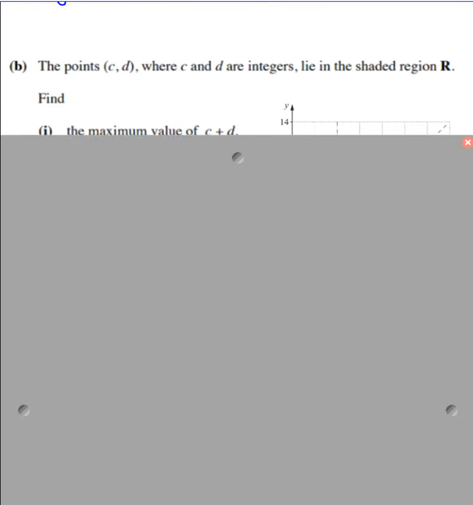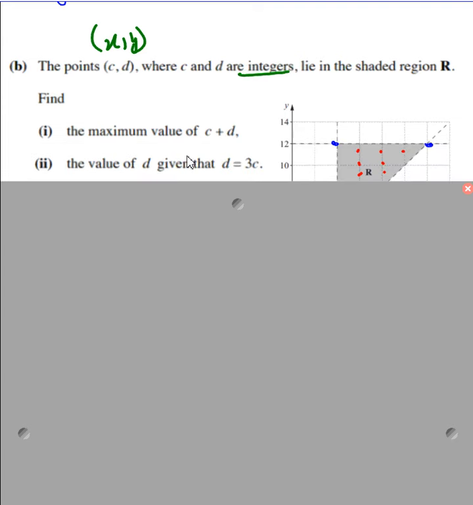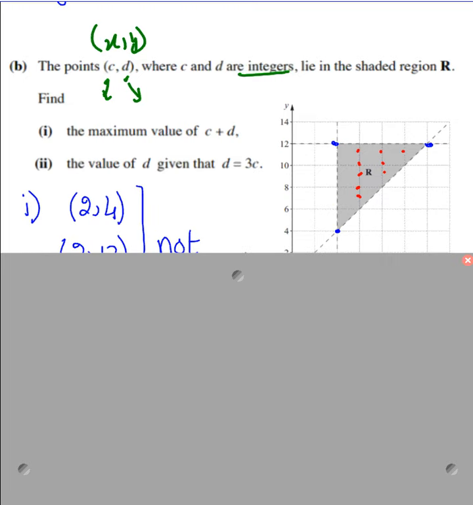Now the next part, which is very interesting in this question, is they say there is a point (c, d). Now c is your x coordinate and d is your y coordinate of the point. And these are integers. And they are inside the region R. Find out the maximum value of c plus d. And find out the point in which d is 3 times of c. Now this is your d and this is your c. It means the y coordinate is 3 times of the x coordinate. The interesting thing is we have to find out the points inside the region.